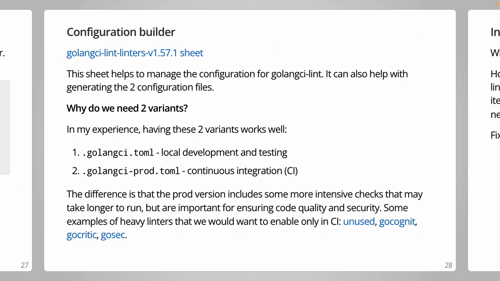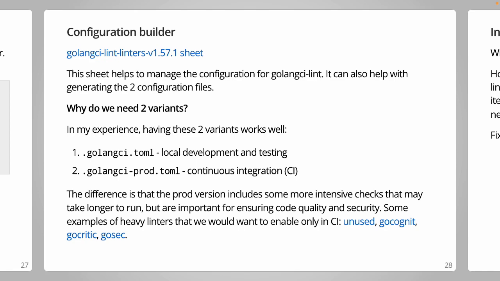So now I'll talk about the configuration builder sheet. In this sheet, it is capable of building 2 variants of configuration for Golangci-lint. So why do we need 2 variants?